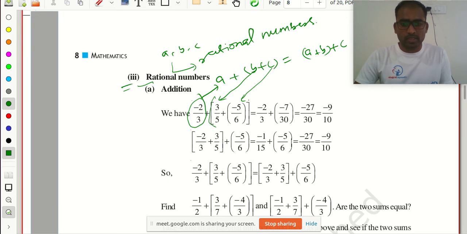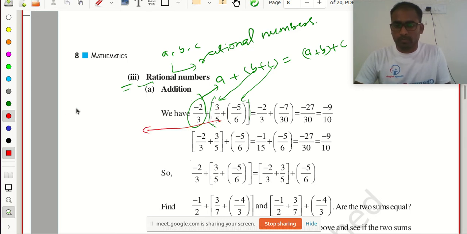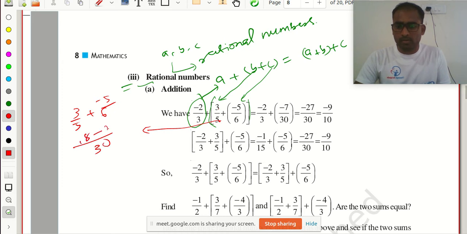Now we have a bracket here. And the same A, B, C here also. First we will calculate the result of this one. Okay. So here the bracket is there for B plus C. So we need to calculate the sum of 3 by 5 and minus 5 by 6. So what is the result? That I need to calculate. So I am calculating here. 3 by 5 plus minus 5 by 6. 5 sixes are 30, 6 threes are 18, minus 5 fives are 25. So how much? Minus 7 by 30.